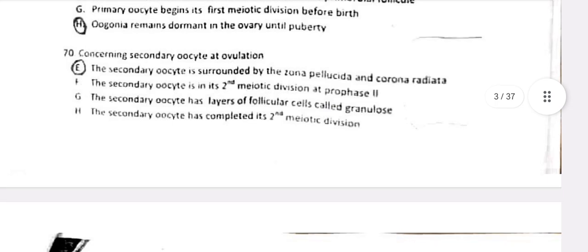Then the next one is saying, concerning the secondary oocyte at ovulation, the secondary oocyte is surrounded by the zona pellucida and corona radiata. Well, we are supposed to look for a correct statement here. Then F is saying the secondary oocyte is in its second meiotic division at prophase 2. That is not correct.